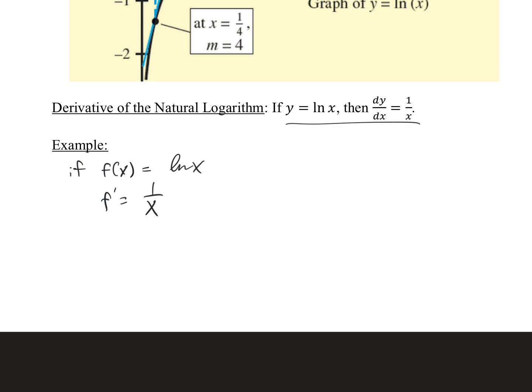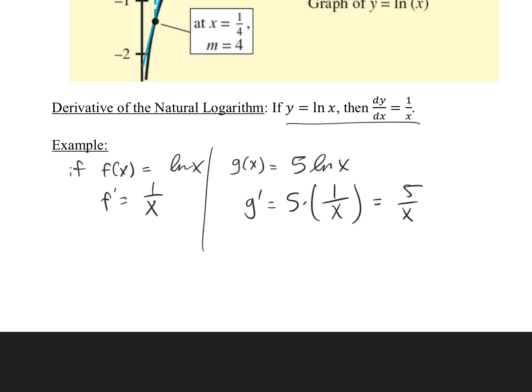But there's other applications that start to add more stuff in. Well, what if g of x is equal to 5 times the natural log of x? Well, we know how to handle constants when we take derivatives. This would just mean that g prime is equal to 5 times whatever the derivative is. And then we ask ourselves, what is the derivative of the natural log of x? Well, it's just 1 over x. So then 5 times 1 over x is 5 over x. So those are the initial applications of being able to take the derivative of a natural log function.